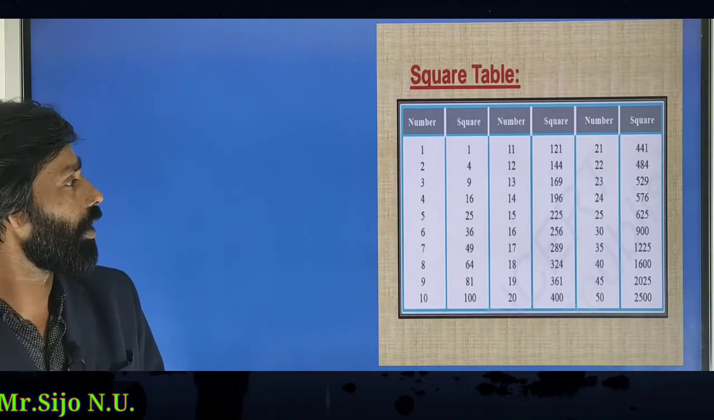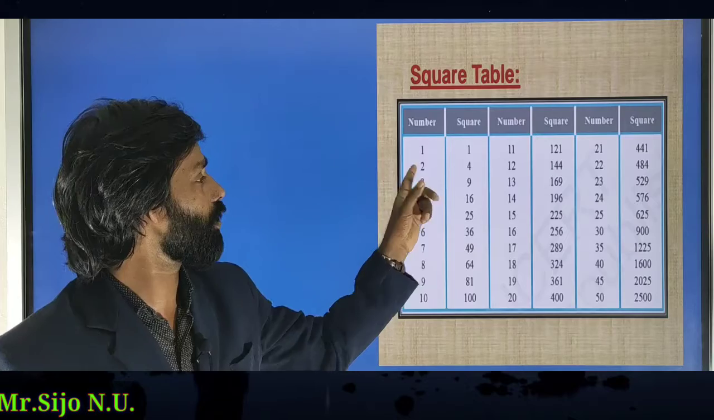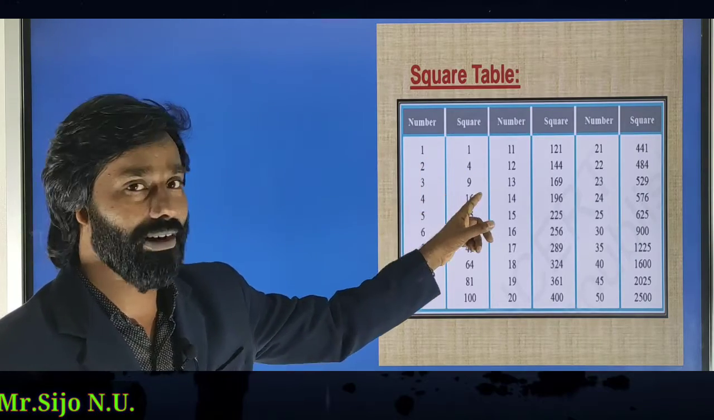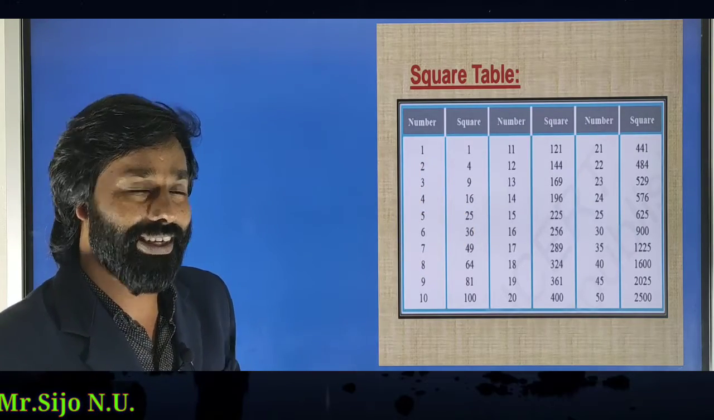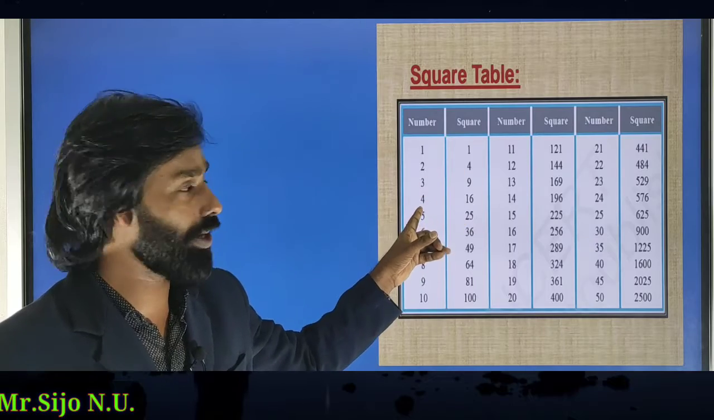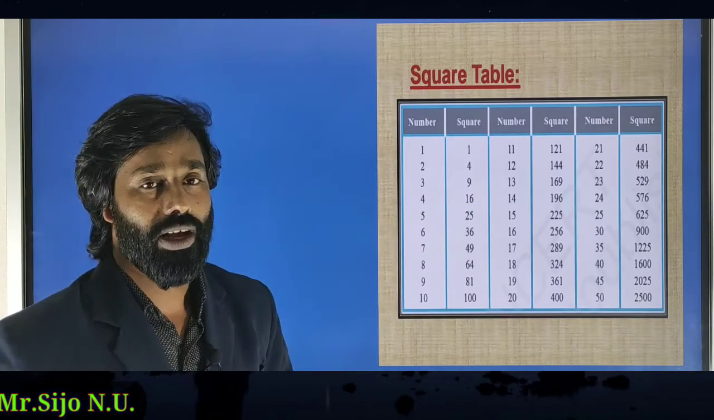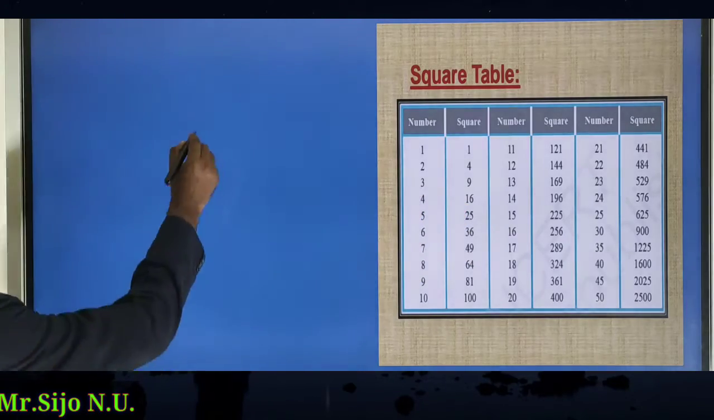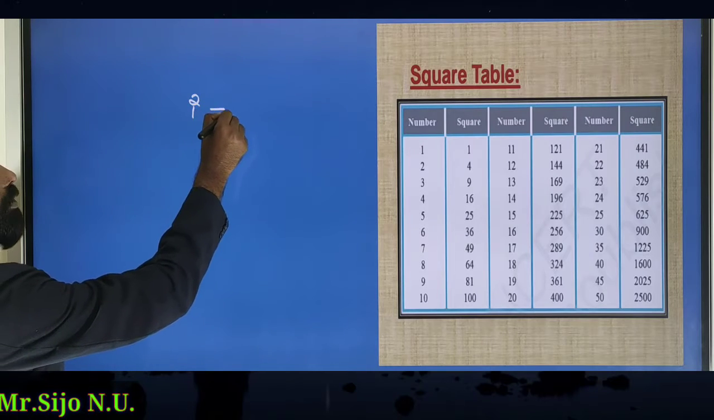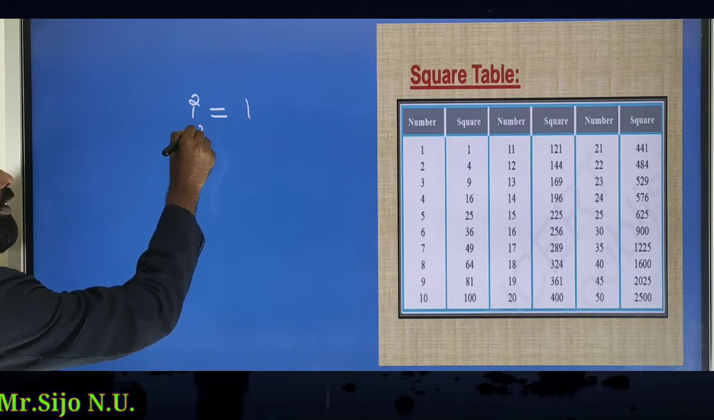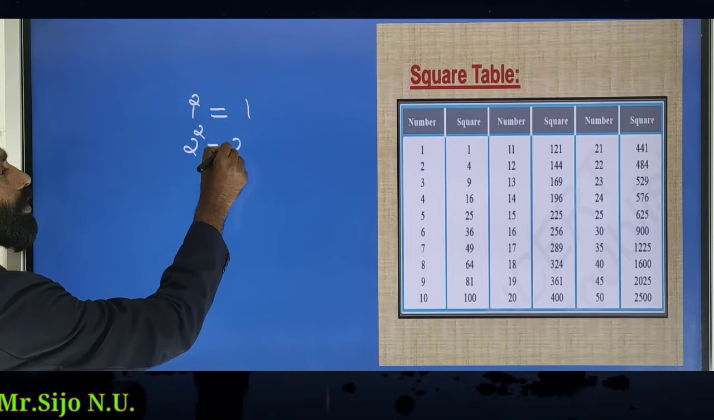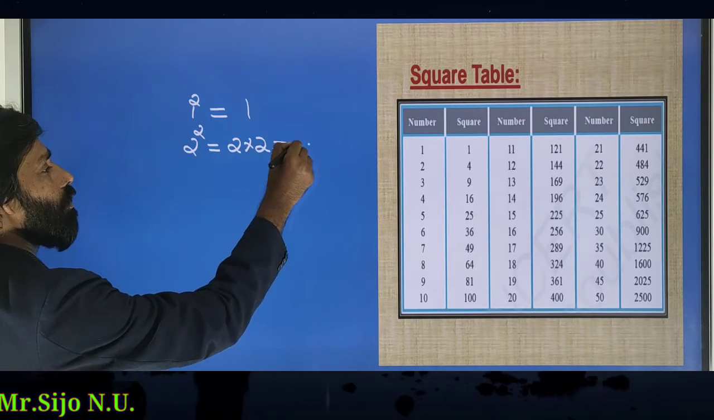So here is the square table. 1 square is 1, 2 square is 4, 3 square is 9. How are we getting that? Yes, 3 into 3 is 9. 4 square, 4 into 4, 16. In that way we can make this square table: 1 into 1, 2 square, that is 2 into 2, that is 4 we are getting.